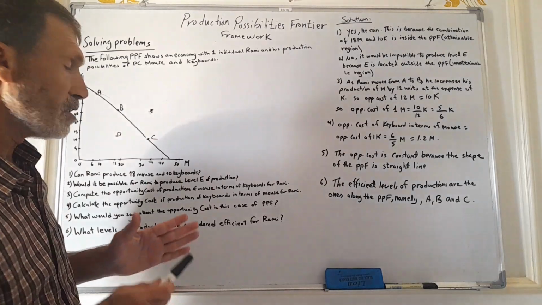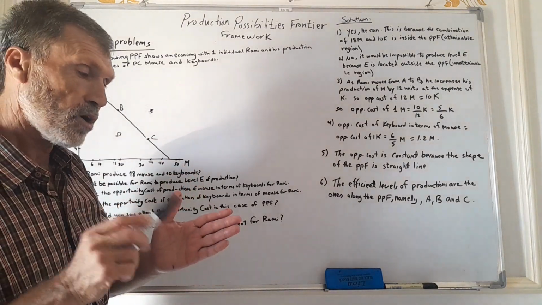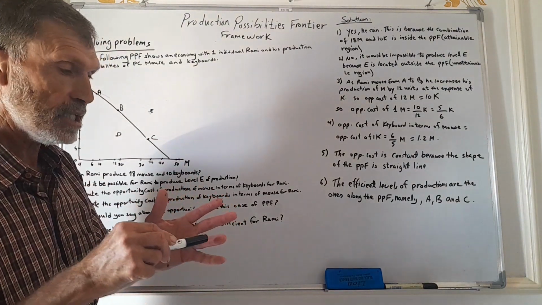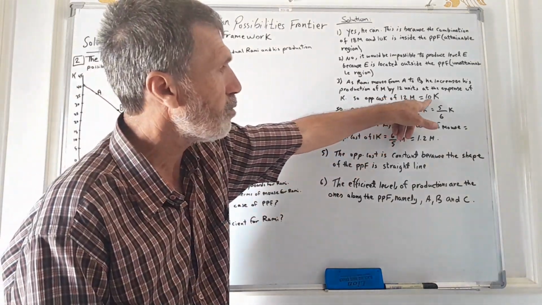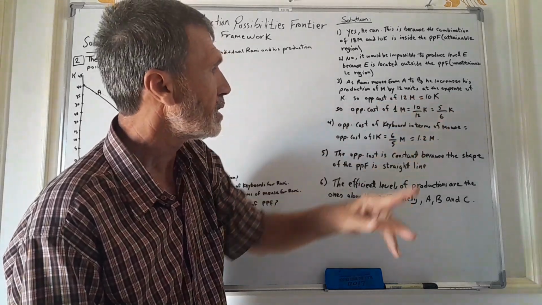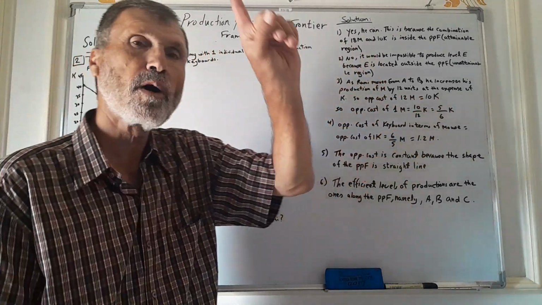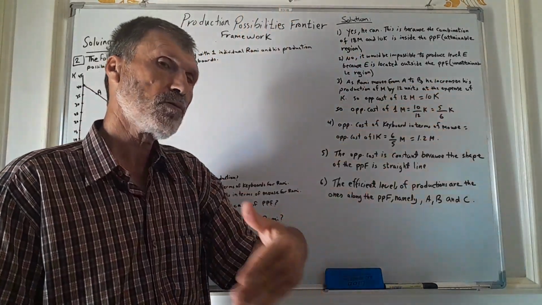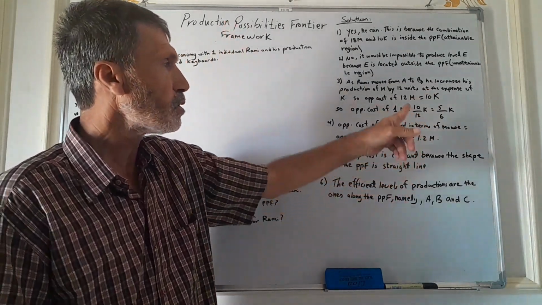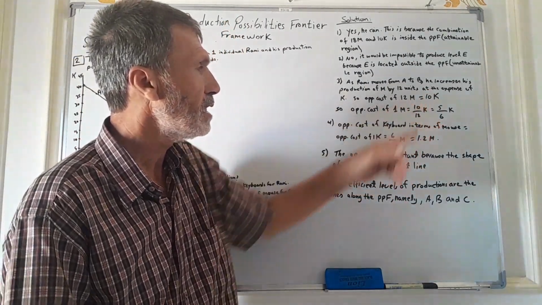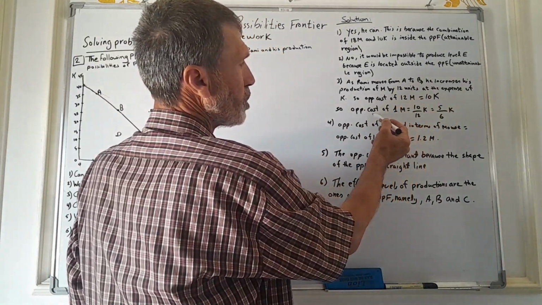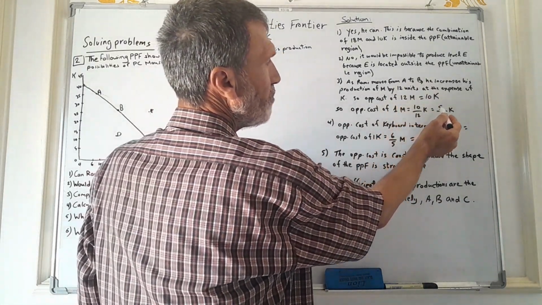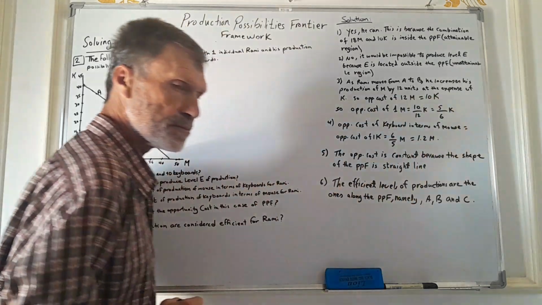So we say the opportunity cost of 12 mouse is equal to 10 keyboards. Great. So what is the opportunity cost of one mouse? Because he wants the opportunity cost of one mouse, we divide both sides by 12. We come up with the opportunity cost of one mouse is equal to 5 over 6 keyboards.